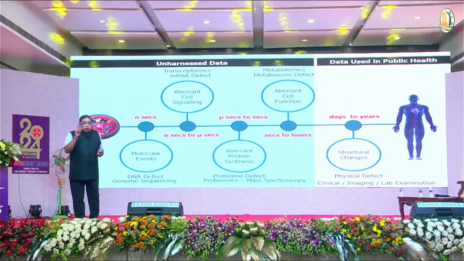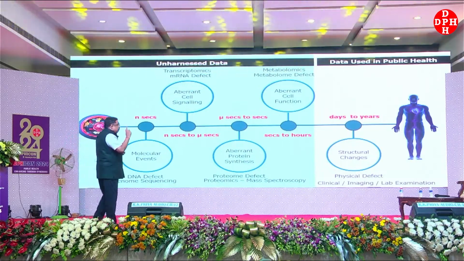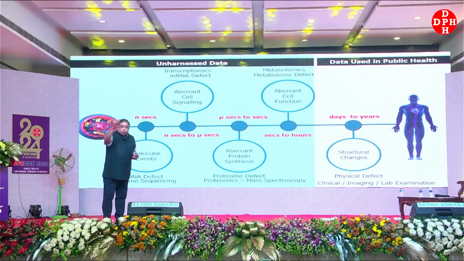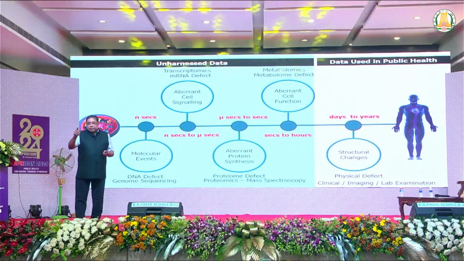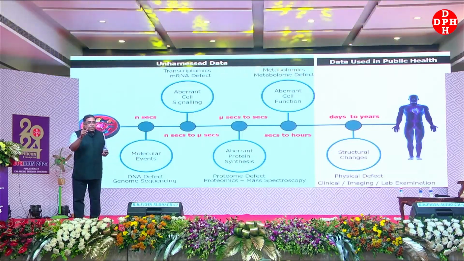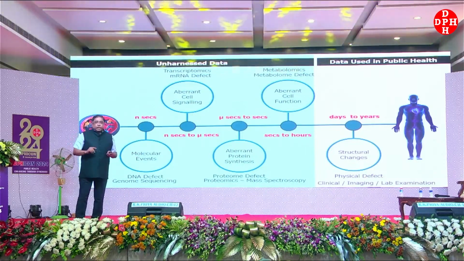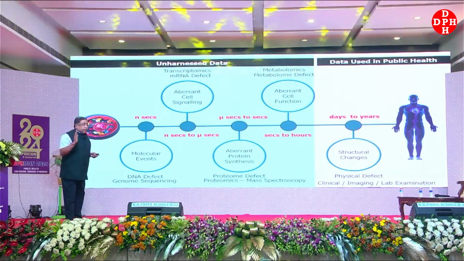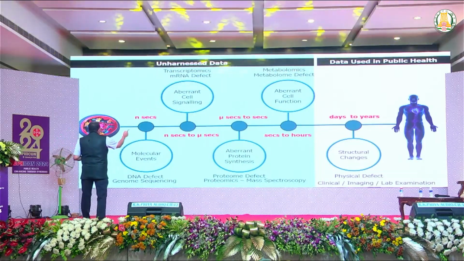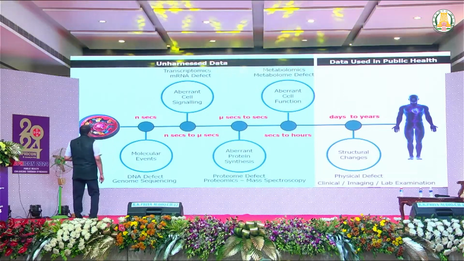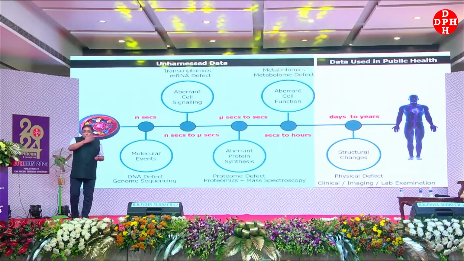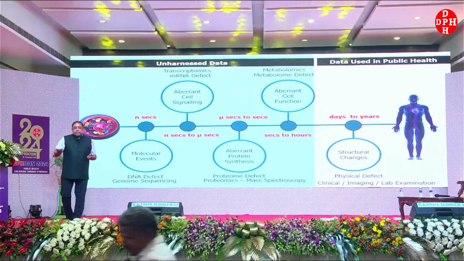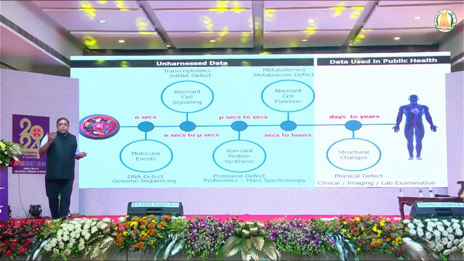So, we are using only 1/10 of the data of a human disease process in deciding what the public health intervention needs to be to prevent diseases and to provide a healthy society. So the responsibility of public health now is to harness the large unharnessed data that lies in front of us in terms of omics-based or omics-technology-based data.